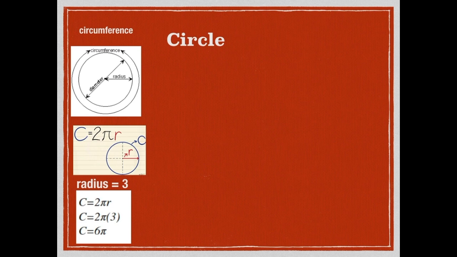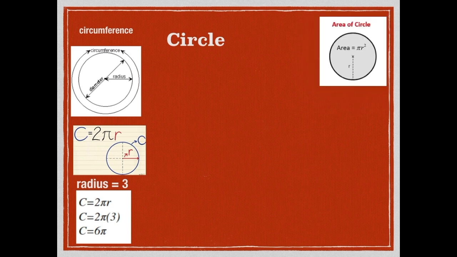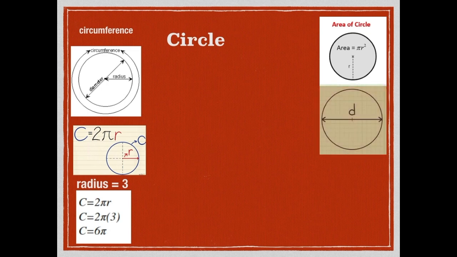That's it. Now we need to explain how to get the area. We have a formula for the area of a circle. Area equals pi r squared. If you are given a diameter, then you can get the radius easily. Just divide the diameter by 2 because the diameter is double the radius.